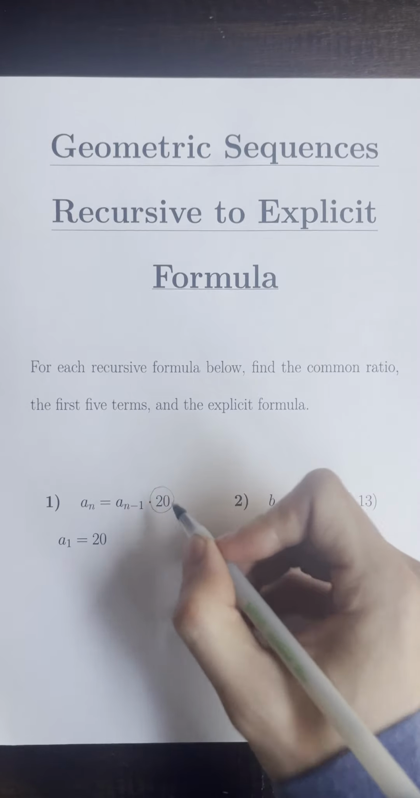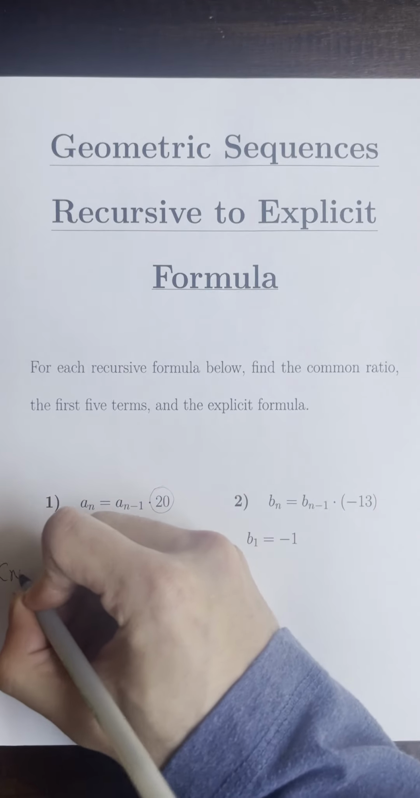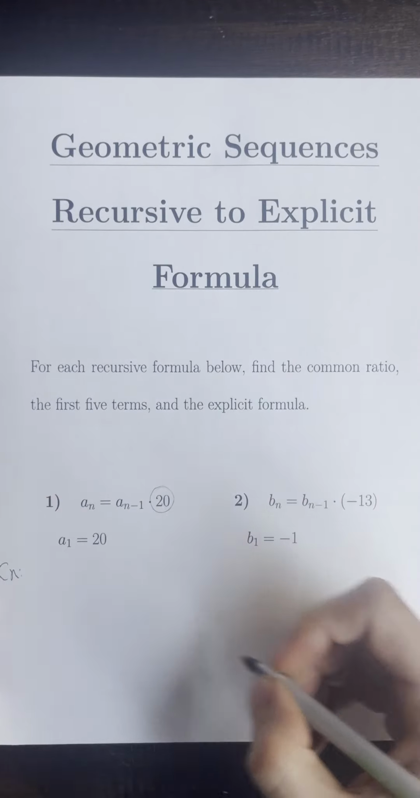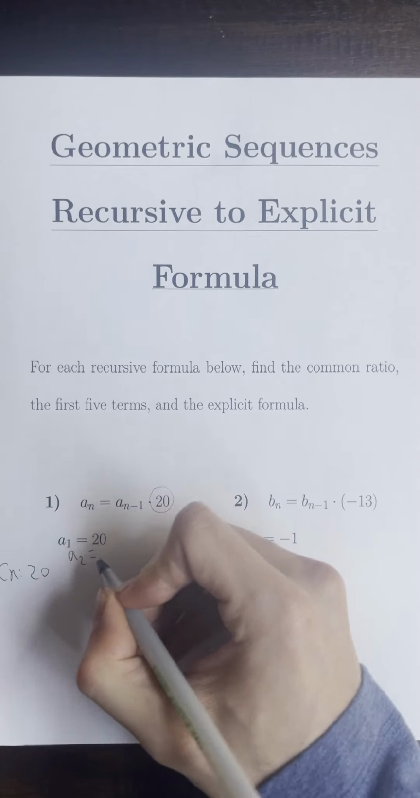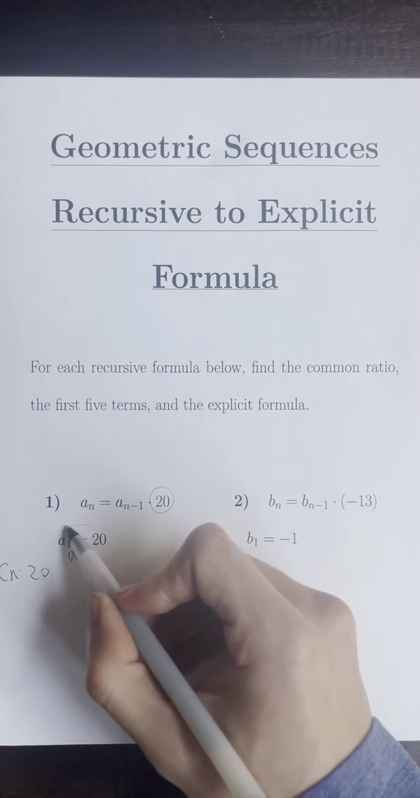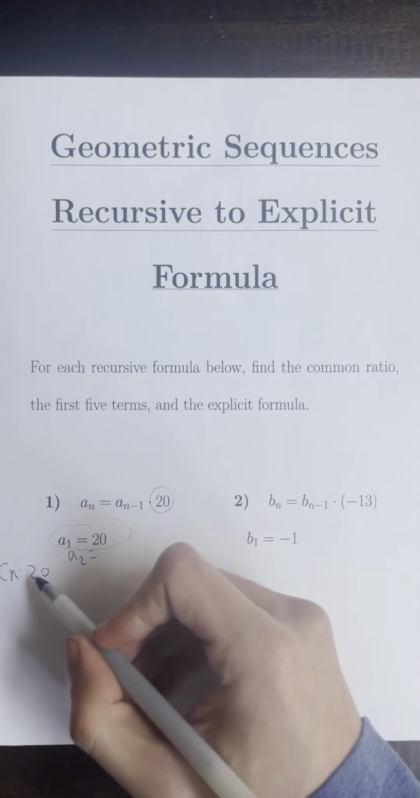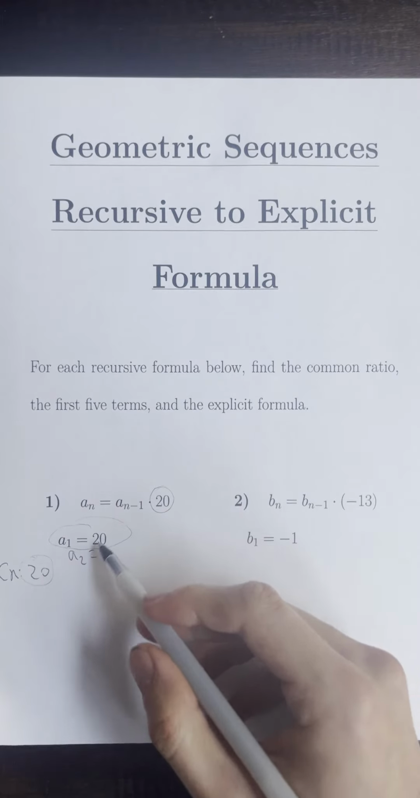This number right here, this is your common ratio. So the common ratio is how much? 20. To figure out the second term, we need to multiply the previous term by the common ratio. So what's 20 times 20?